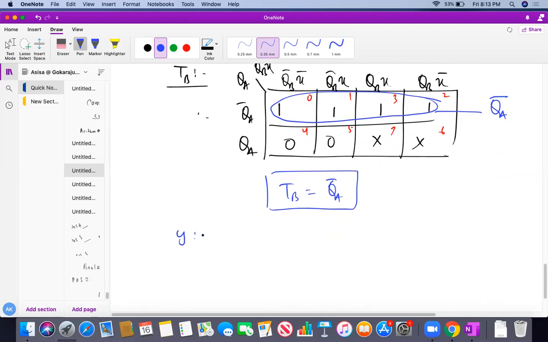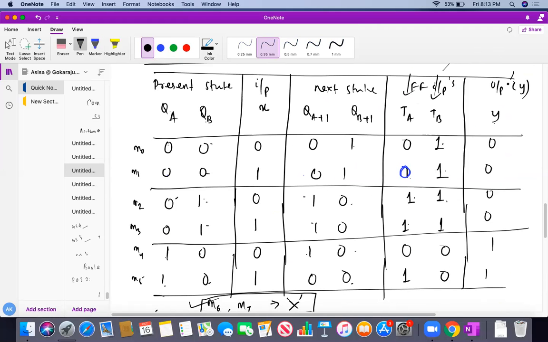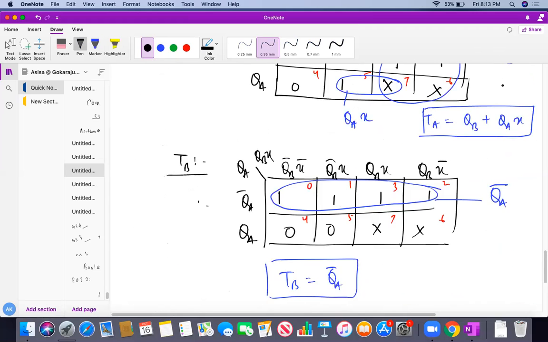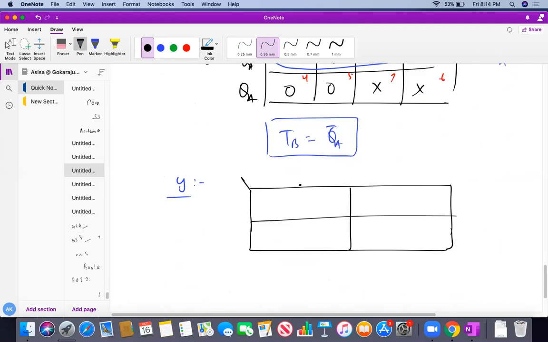Next, the output of the circuit. The output of the circuit is Y. Again, a 3 variable K-map is required to simplify it. This is the output function, so we have to construct a 3 variable K-map which has 8 cells. So this is again QB bar X bar, QB bar X, QBX, QBX bar, and this is my QA bar, QA.